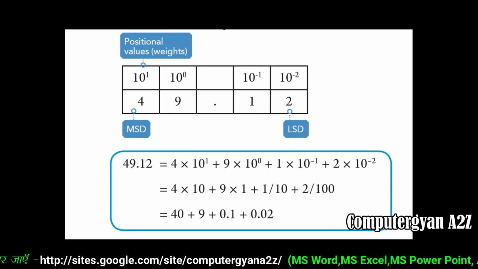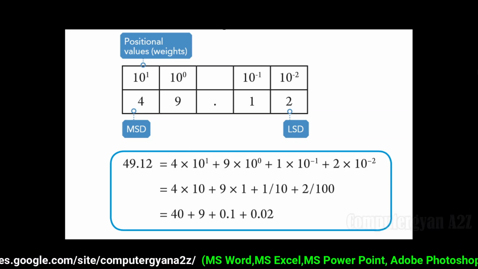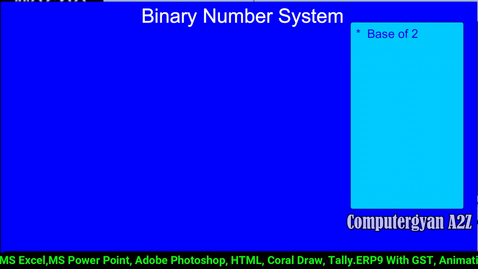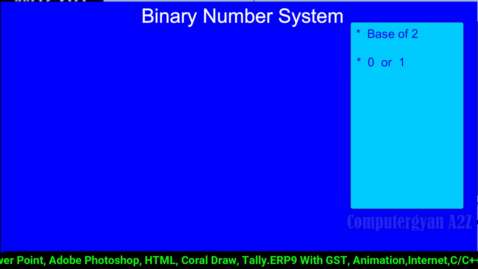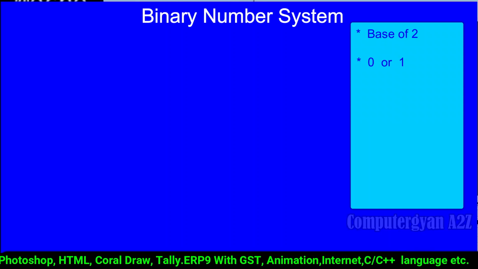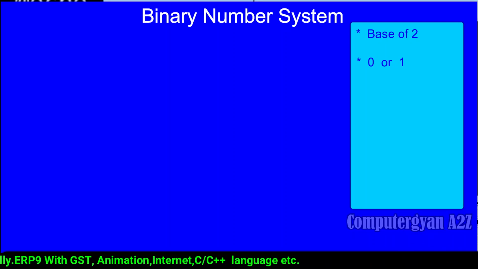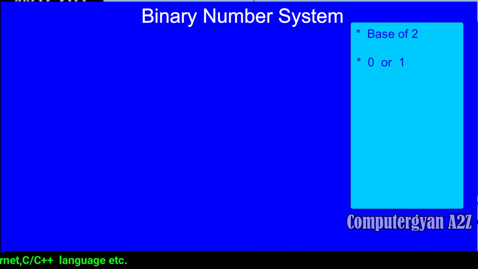Now we'll discuss the binary number system. The computer system is designed on the binary number system. It has a base of 2. There are only 2 digits, 0 and 1. It can represent any number with these 2 digits. The binary number system is also a positional numbering system, wherein each binary digit has its own value or weight expressed as a power of 2.